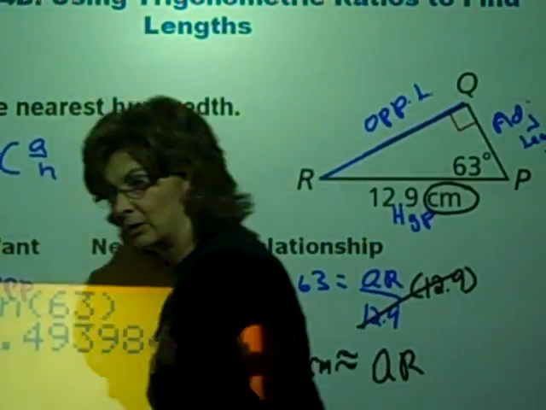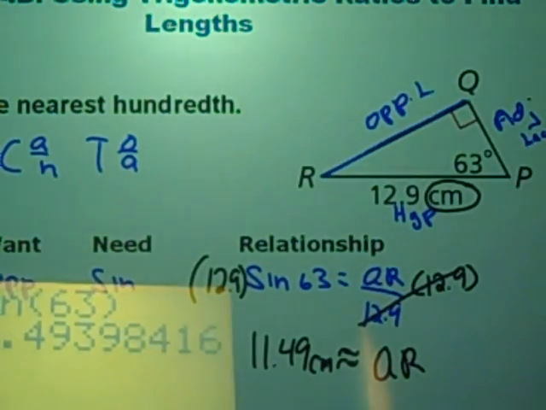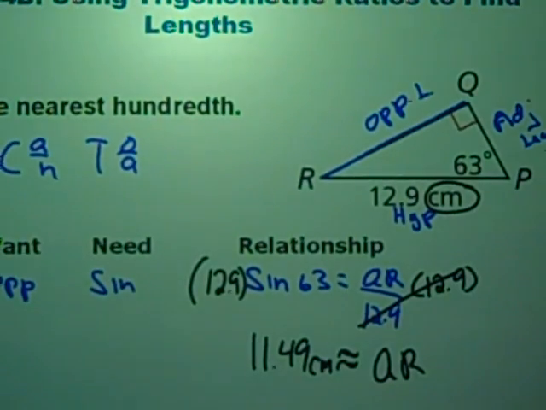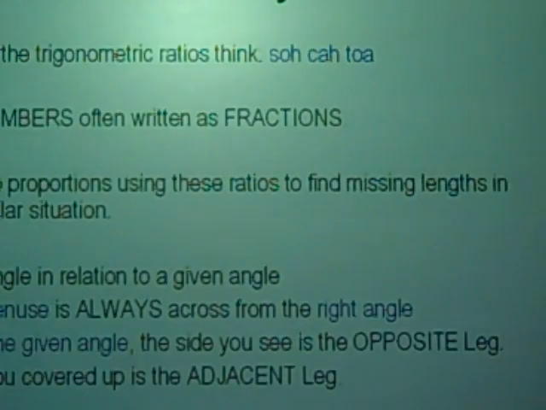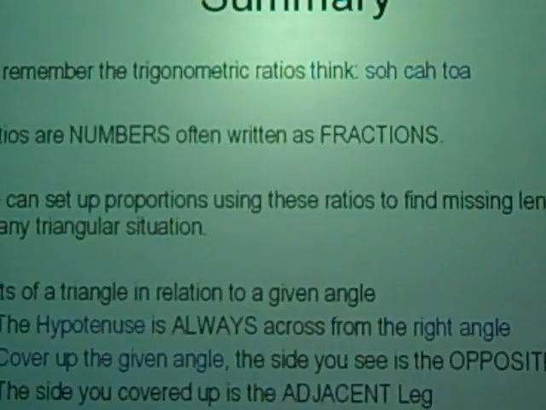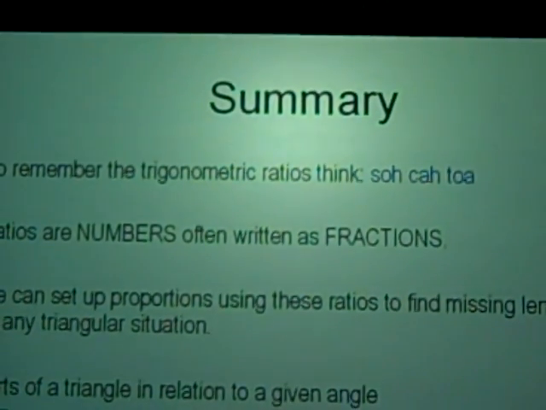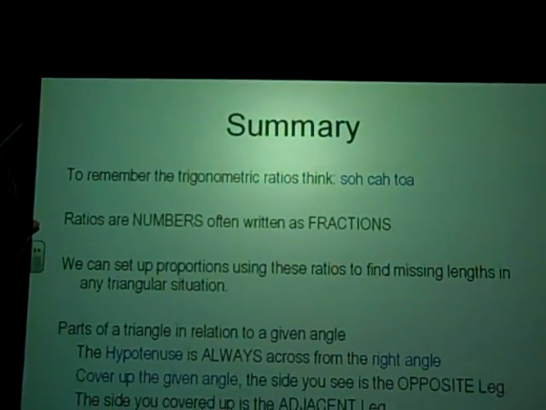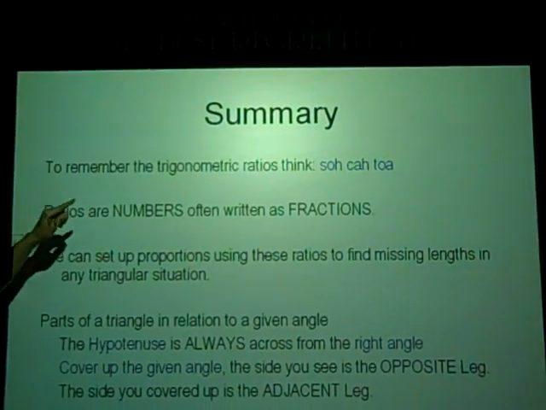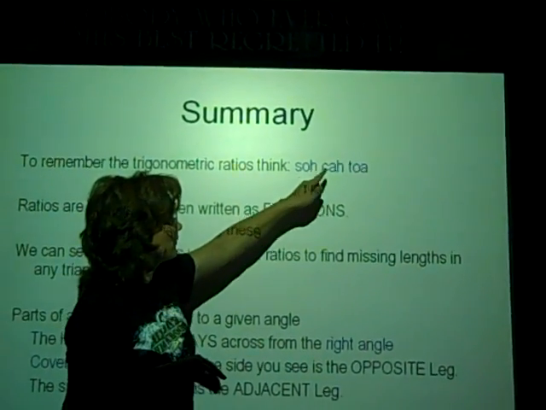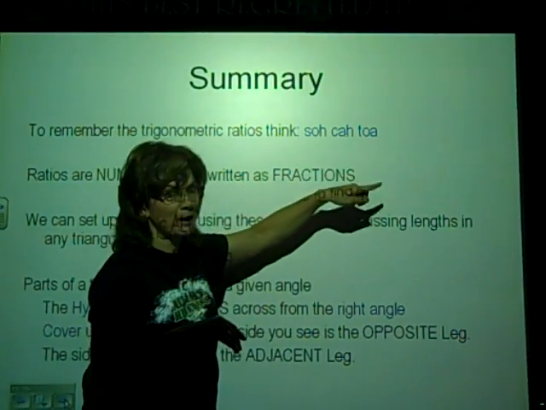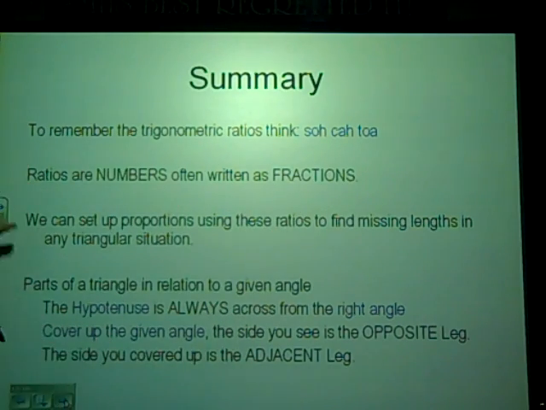So, finally, summary. When you're doing your trig ratios, think SOHCAHTOA. Ratios are numbers. We start by writing them as fractions. Opposite leg length over the hypotenuse. Adjacent leg length over the hypotenuse. Opposite leg length over the adjacent leg length. We can set up proportions using these ratios to find missing lengths in any triangular situation.